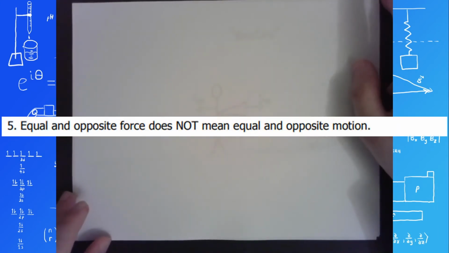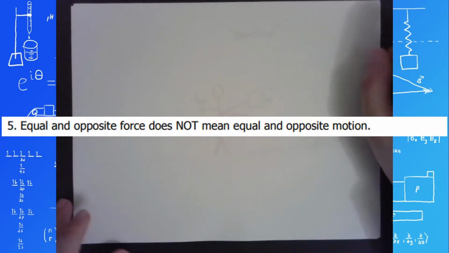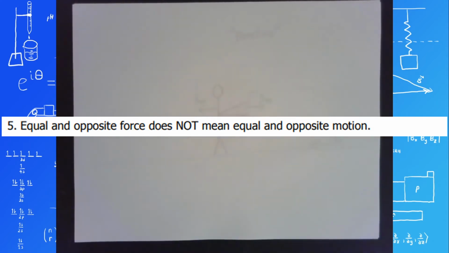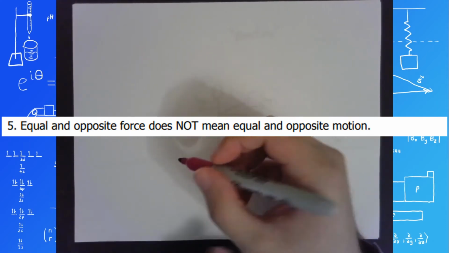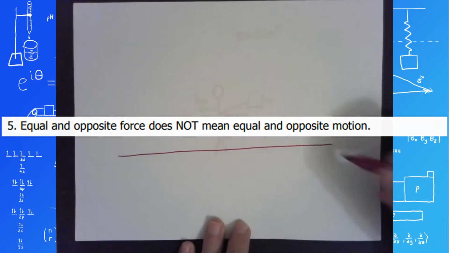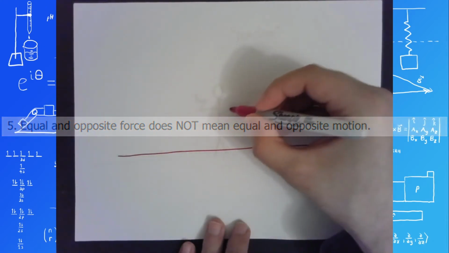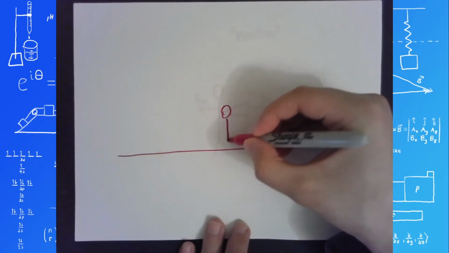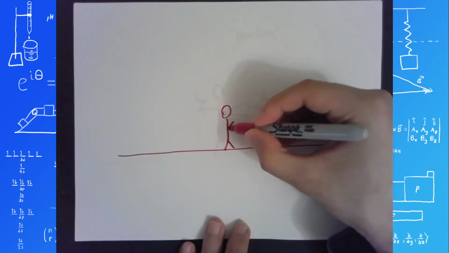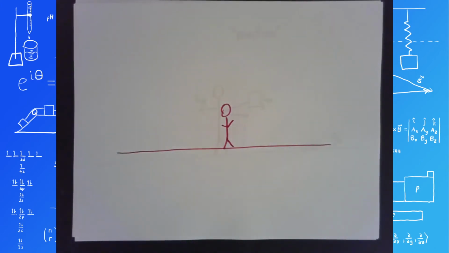probably one of the more common questions, actually. Why is it that when, say, I kick something, I don't get sent flying backwards? So let's say we've got ourselves a soccer player who kicks a ball.